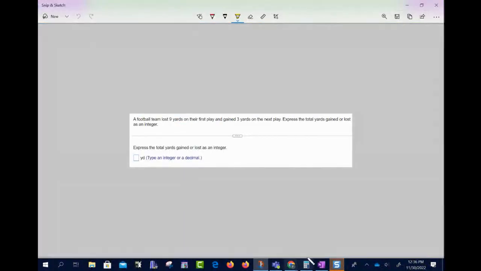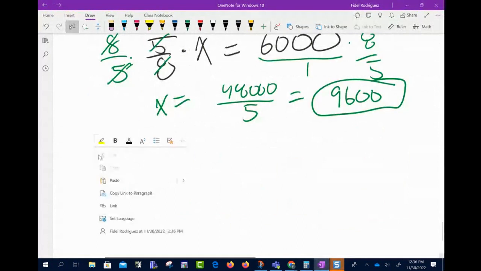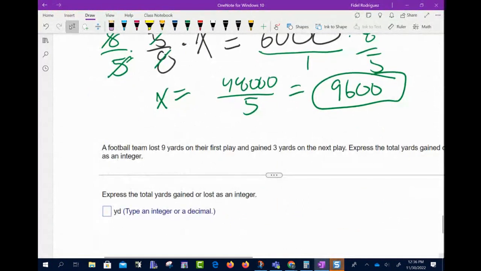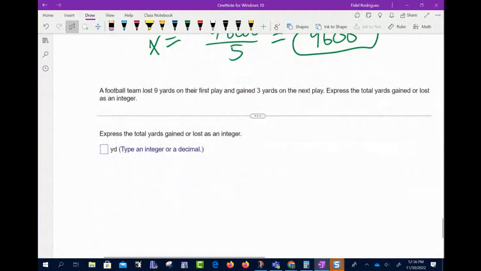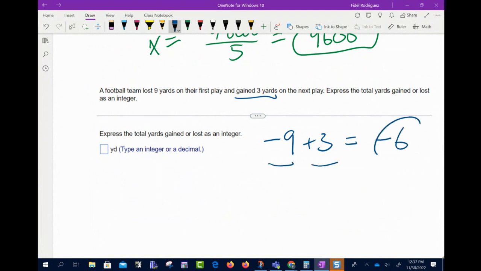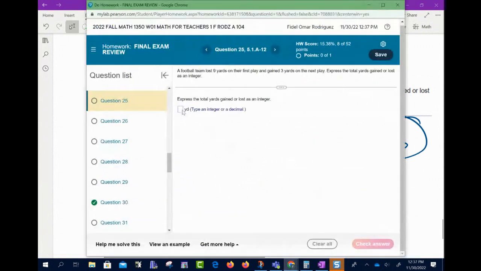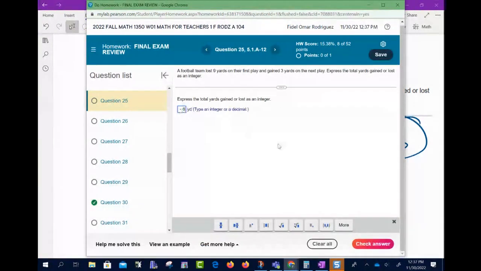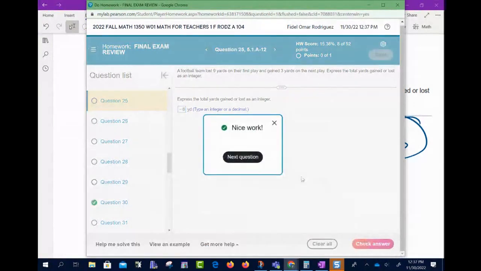Alrighty, so let me copy this down here. Okay, so if a team lost 9 yards on their first play, since they lost those yards, we would say that's a -9. But then they gained 3 yards, so then we have a +3. So remember, if I owe you $9 and I only give you 3, I still owe you 6, right? So I'm going to have a -6 here. And I'm going to check my answer, and we got it.